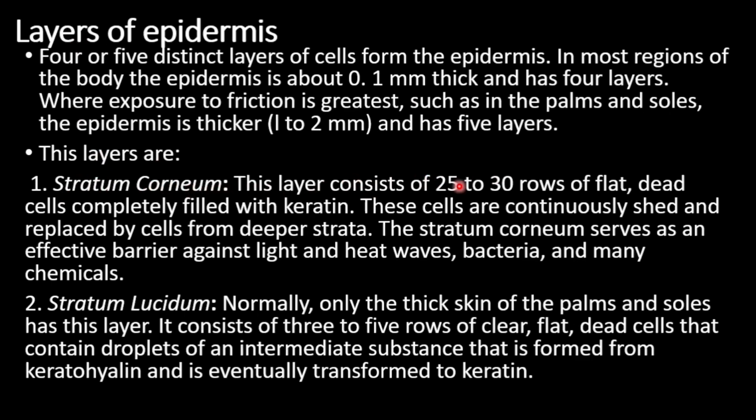This layer is 25 to 30 rows of flat dead cells completely filled with keratin. So this layer just contains keratin, while this stratum lucidum is the layer that is only found in the palms and in the soles of the feet. This is the extra layer that is not found everywhere. It consists of 5 rows of clear, flat, dead cells that contain droplets of an intermediate substance formed from keratohyalin, which is eventually transformed to keratin.